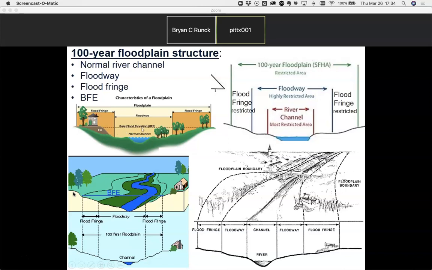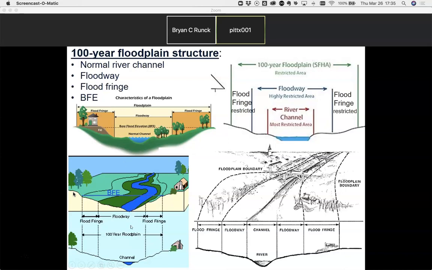And then in addition to talking about the normal channel, the floodway, and the floodplain, including flood fringe, we also can talk about the base flood elevation, or the BFE. This is the elevation to which a normal channel will rise given the occurrence of a storm having a certain frequency of occurrence. So in this instance, we can talk about the 100-year floodplain and the 100-year base flood elevation being associated with the dashed line.